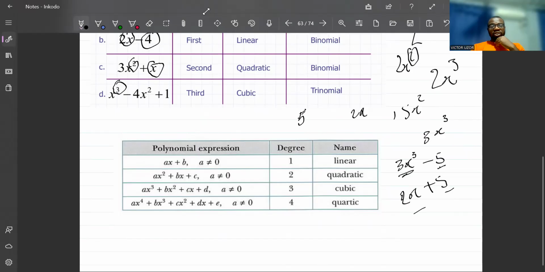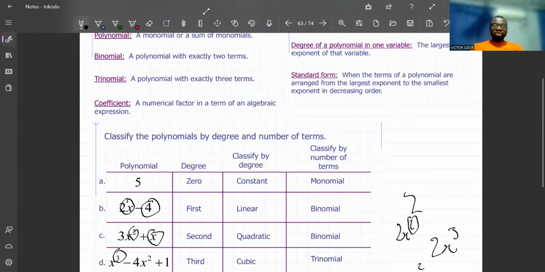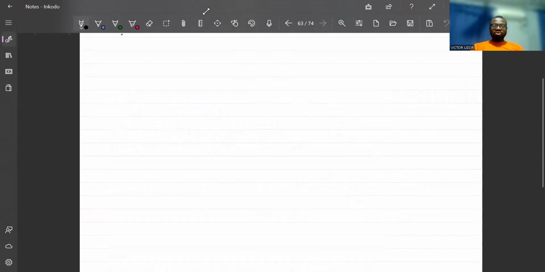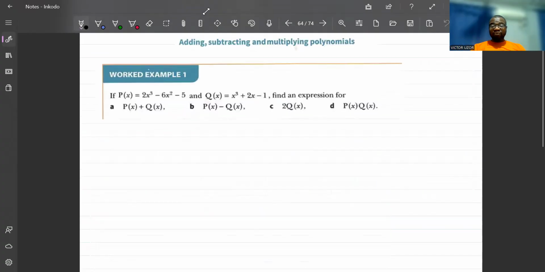In the next video I'm going to be posting, I'm going to be doing addition, subtraction, and multiplication of polynomials. I would like you to click the next video and watch that aspect so that it will help you to understand polynomials better.